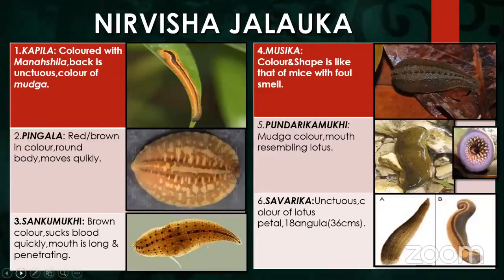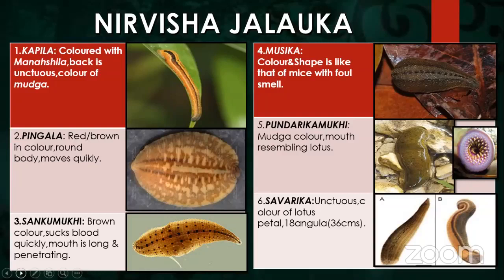Next, we are going to see Nirvisha Jaloka, that is devoid of Visha, non-poisonous Jaloka. That is of 6 types: Kapila, Pingala, Shankamukhi, Mushika, Pundarikamuki, Sabrika. These all are the non-Visha types of Jaloka. We'll see one by one. First one is Kapila. Kapila resembles the color of Manashila. Manashila comes under Uparasa.